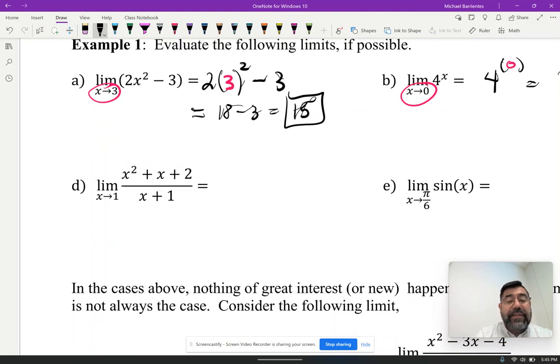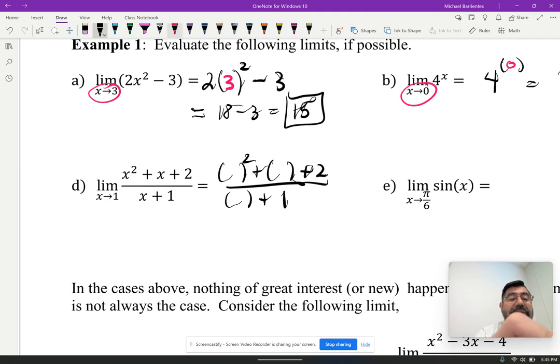What about letter D? Let's evaluate and see if we get an answer. So I'm going to substitute whatever x value I'm approaching. Wherever I see a variable x, we're going to substitute this x value. So substitute it here and here and here. And if we get an answer, well, then that's it. Do we get an answer? 1 squared is 1, plus another 1, that's 2, plus another 2, that's 4. And then in the denominator, 1 plus 1 is 2. So yes, we do get a finite answer.